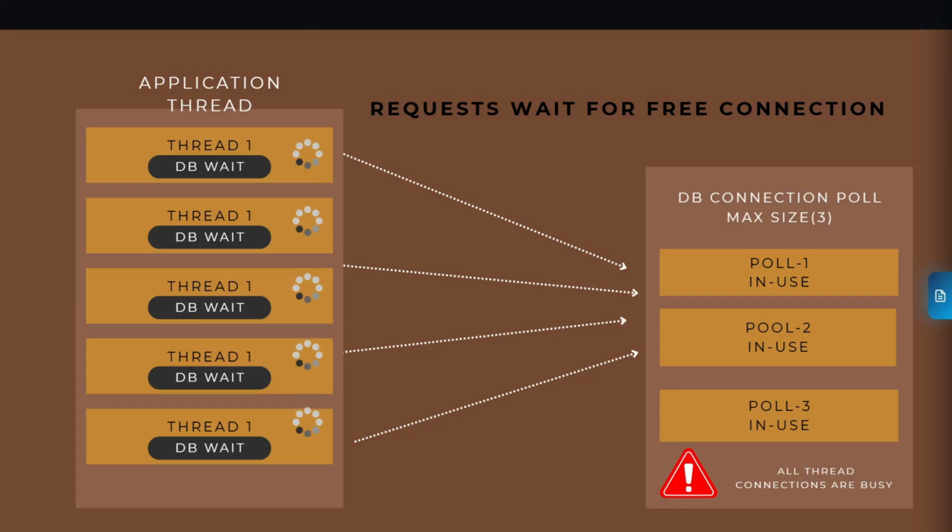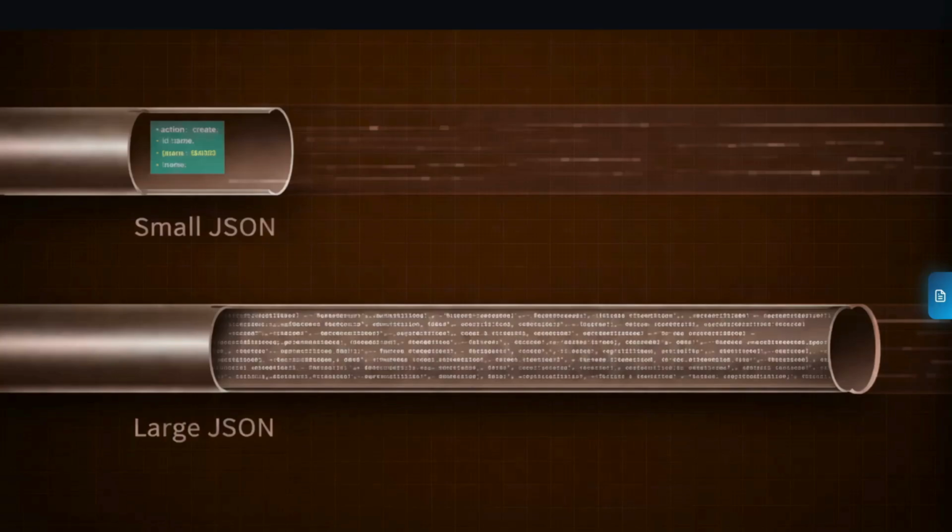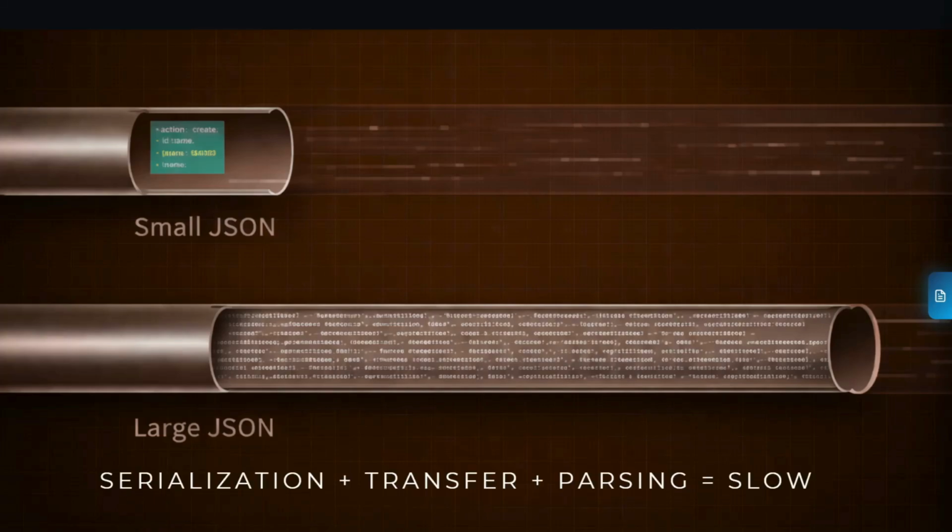Another important factor is the payload size. If your API returns a large JSON response, it takes time to serialize, transfer over the network, and parse on the client side. This increases latency, okay? So we should always retain only the required data and avoid sending unnecessary fields.